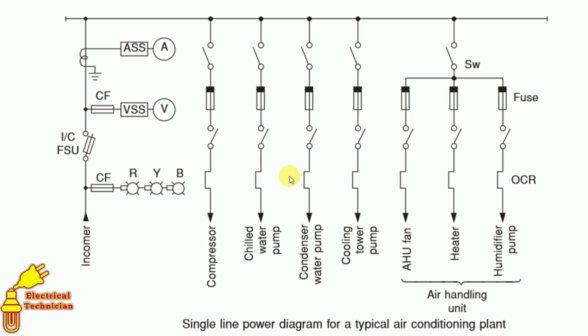Friends, this circuit diagram which you can see here, this is power circuit. Single line diagram of power circuit is made here. We are going to read drawing of air conditioning plant.